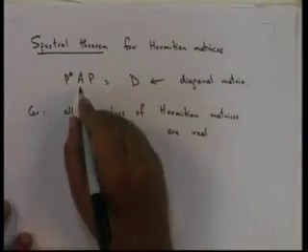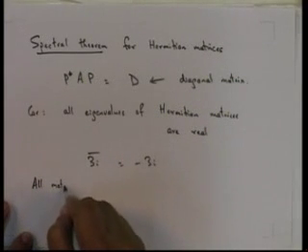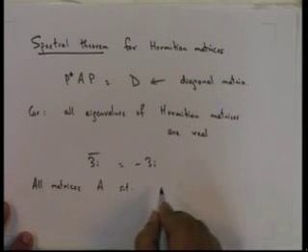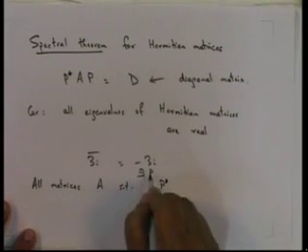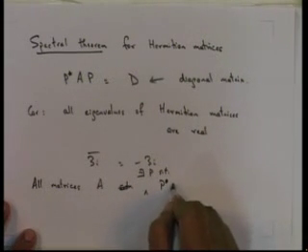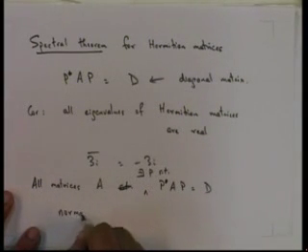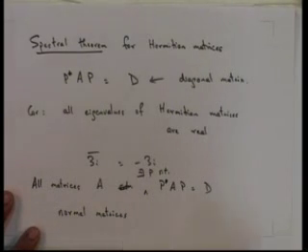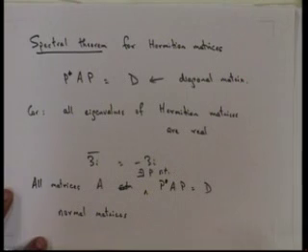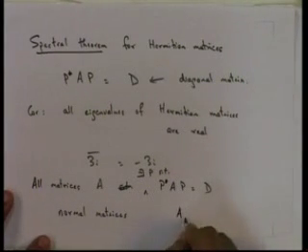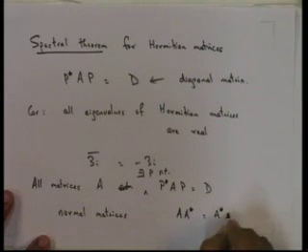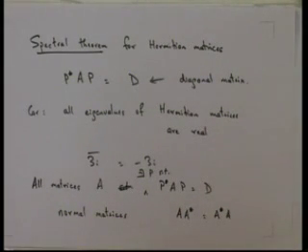Okay? So, all matrices A such that there exists P such that P star AP is diagonal, such matrices are what are called normal matrices. And how does one identify normal matrices? Well, it turns out normal matrices are those matrices where A A conjugate is equal to A conjugate A. That means the product of A with A conjugate is independent of order.